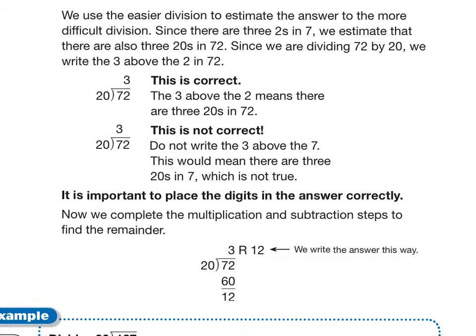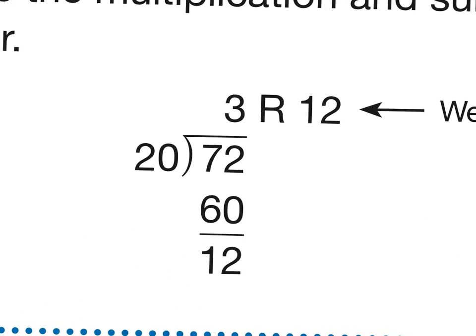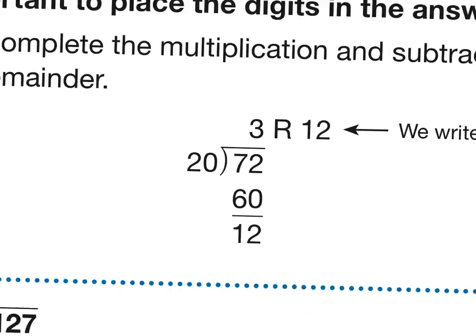So what that will look like from there is, 20 can't go into 7, but 20 can go into 72 3 times. 3 times 20 is 60. 2 minus 0 is 2. 7 take away 6 is 1. Since I can't bring anything else down, I stop, and I now have a remainder. I have 3 with a remainder of 12.